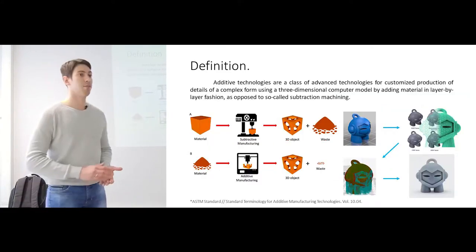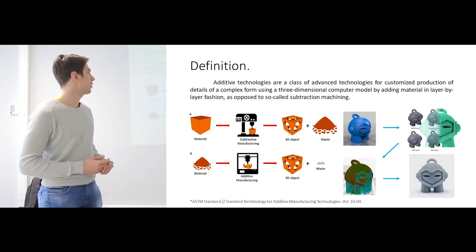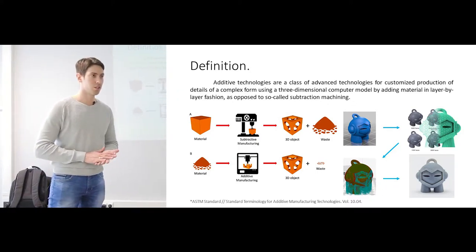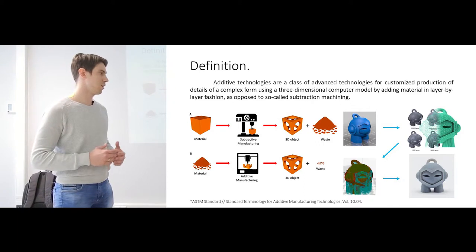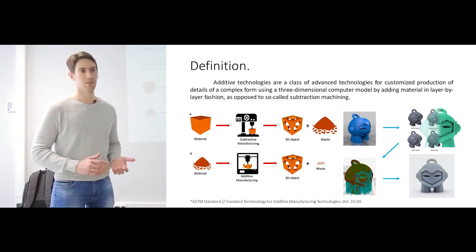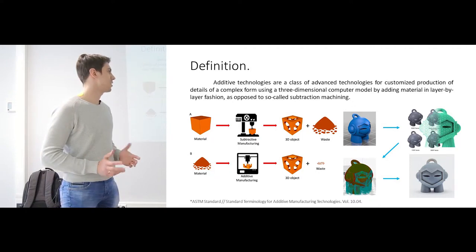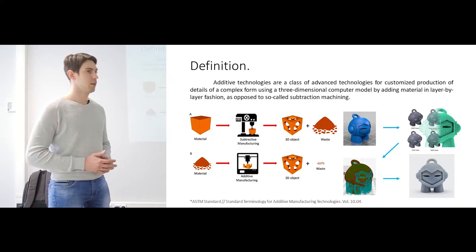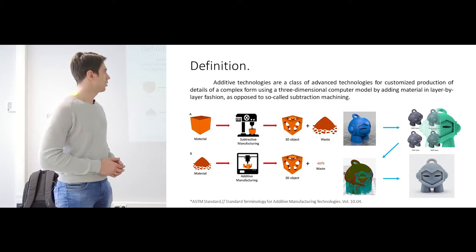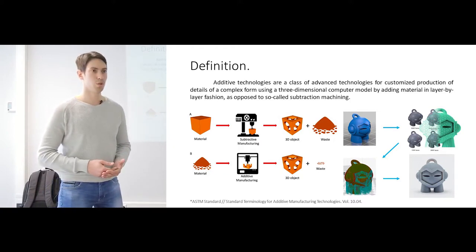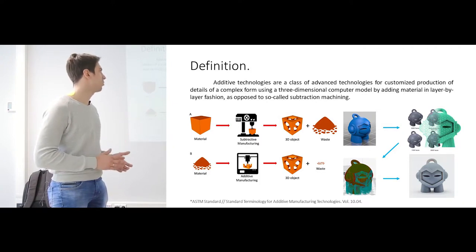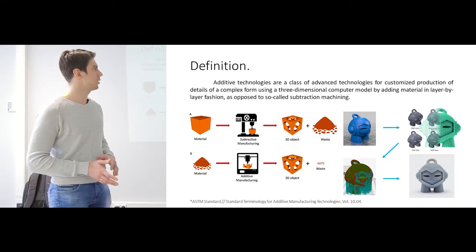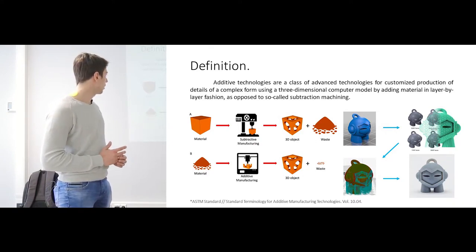So additive manufacturing, what is it? The definition is that it's a class of technologies which create an object by adding material instead of subtracting it. Mostly it's in a layer by layer fashion. Why mostly? Because there are some technologies that don't use the layer by layer approach. For example, two-photon polymerization, which works with voxels, or laser-assisted DIY, and others. So that's why mostly, but the difference is that it's adding material instead of subtracting it.